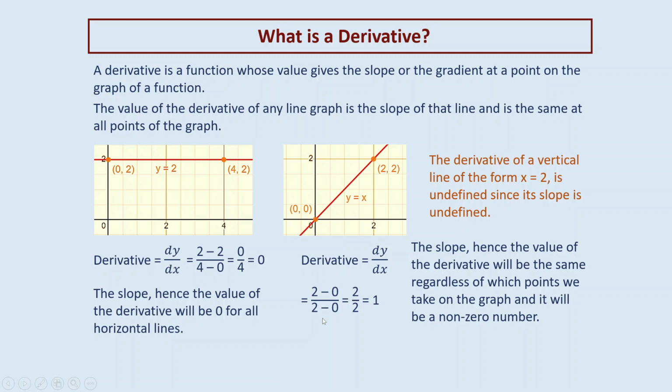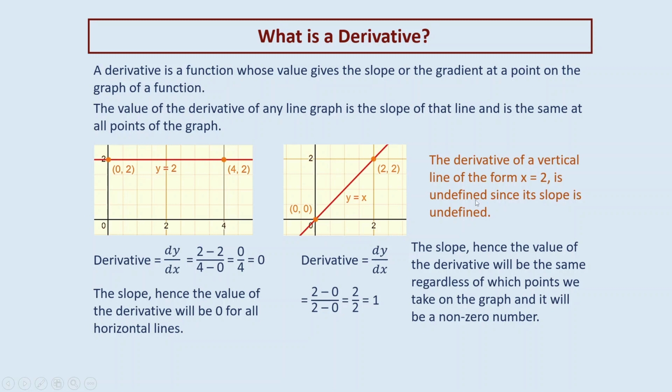Therefore, the denominator will be 2 minus 2, which will be equal to 0. And we cannot have a 0 in the denominator, hence the slope is undefined, and therefore the derivative of a vertical line is undefined. Okay.